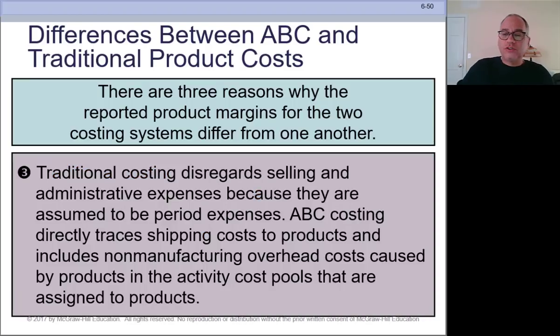Furthermore, traditional costing ignores any selling and administrative expenses and treats them as period costs, even when those expenses are directly associated with specific products or cost objects. So ABC costing takes these into account, including shipping costs and all sorts of other costs that would be ignored by traditional costing because they're deemed to be period costs.